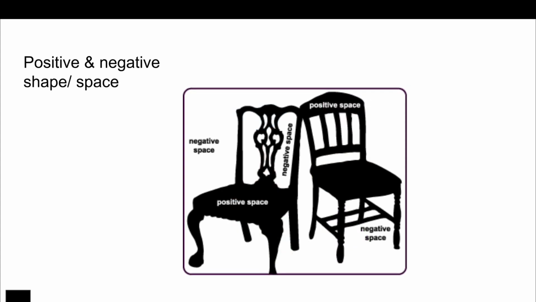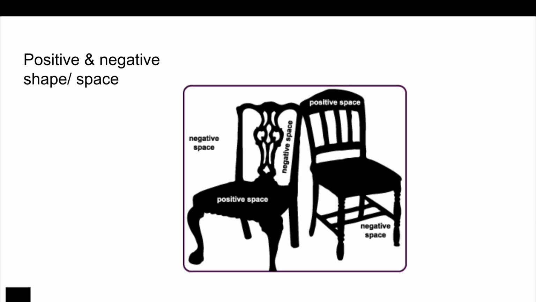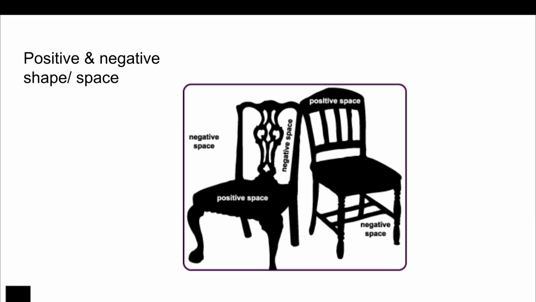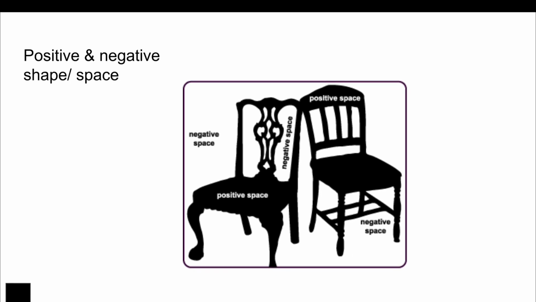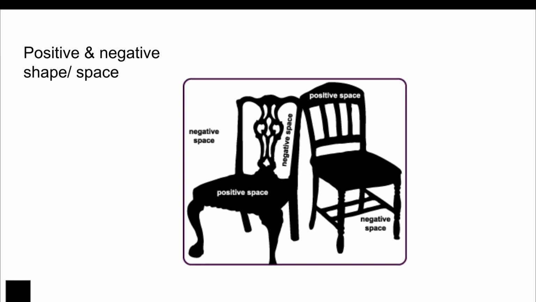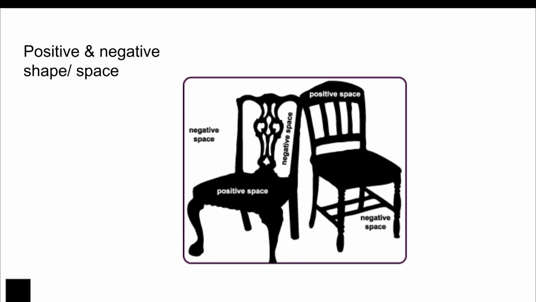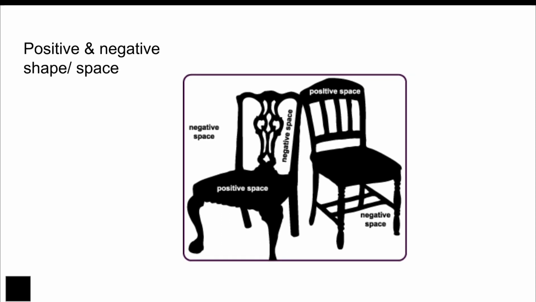The last thing that we will touch on is positive and negative shape or space. You can see that the negative space is represented by the white color and the positive space is represented by the black color. In this composition, you can't necessarily see any of the details in the chairs, but you can tell that they are chairs because of the way that this space is interacting with each other.